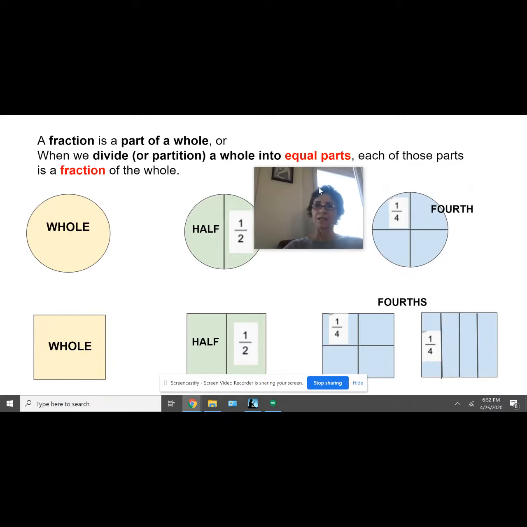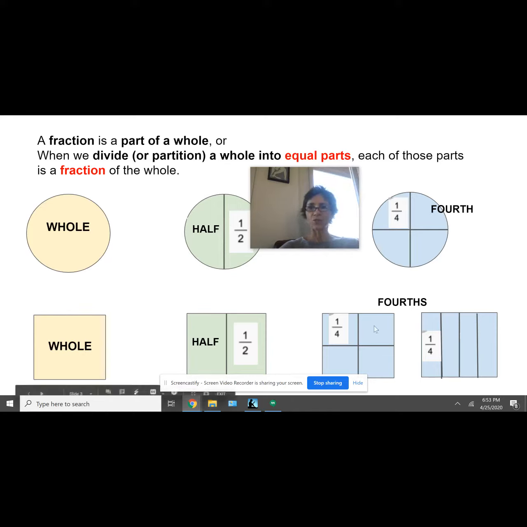And we can also cut our whole pizza, our whole circle, into 4 equal parts. So you cut it in 2 and then in each half in 2 again. And that's 4 equal parts. Each of those parts is 1/4. So you're cutting the whole in 4 parts. Each of those is 1/4.